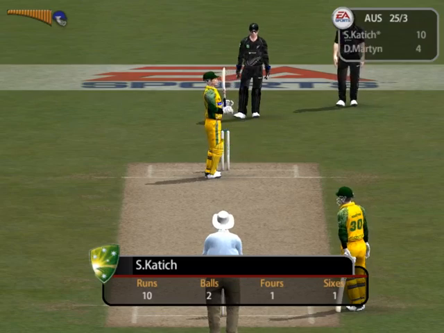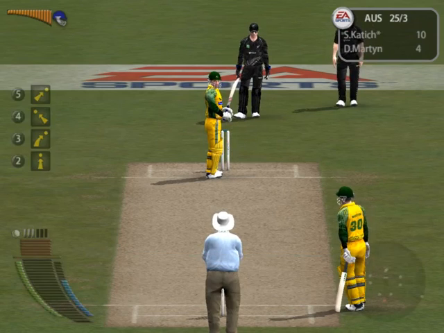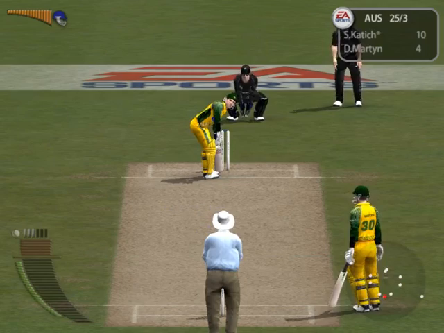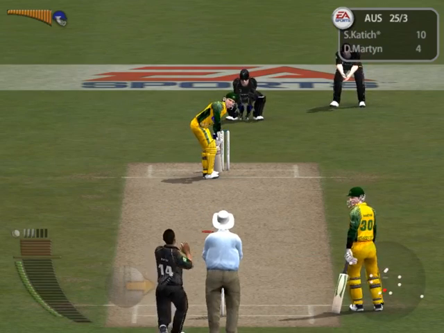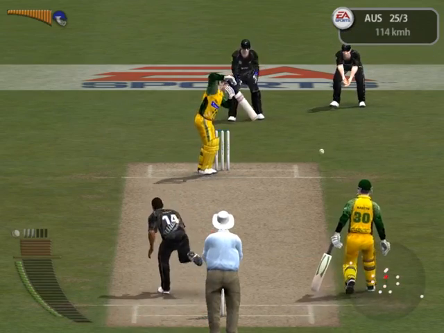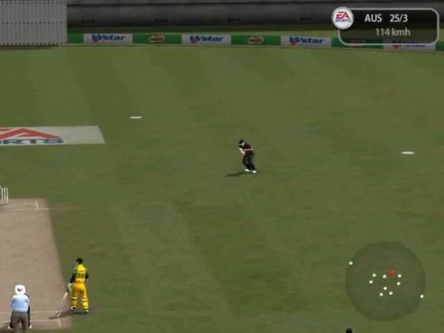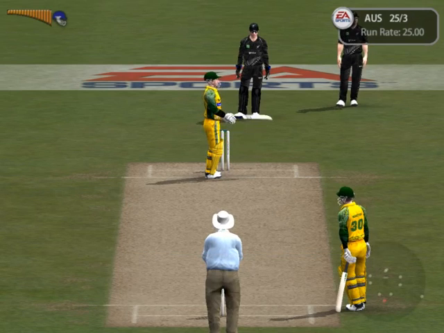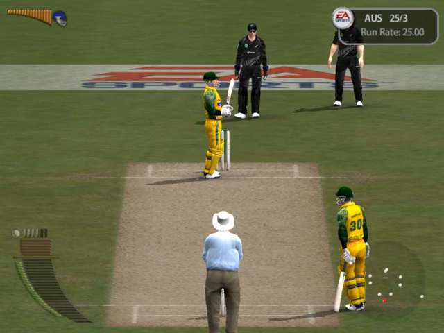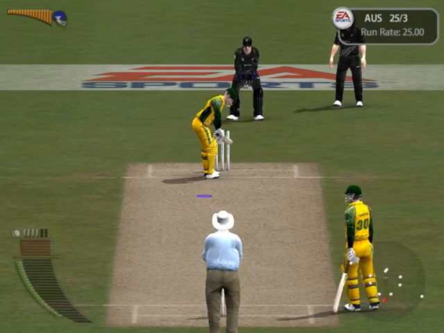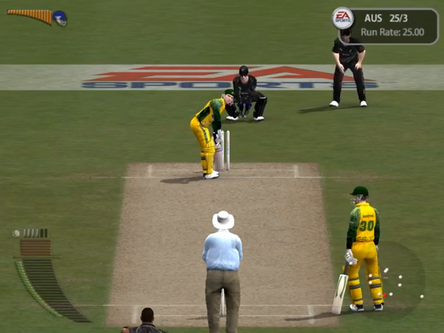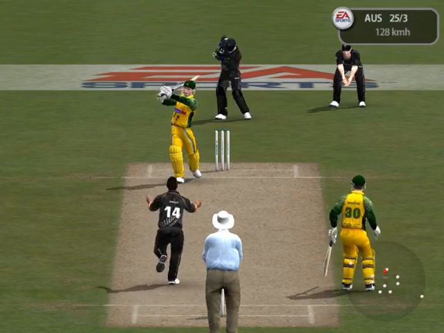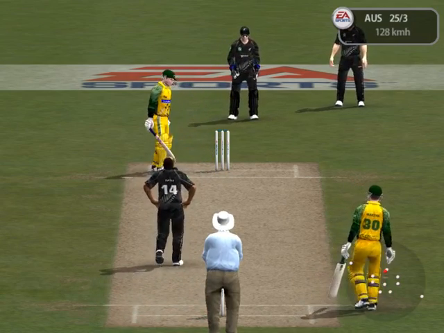Kadich waiting at the striker's end. It's straight at Fleming. Tuffy, the ball to Kadich. Tuffy and the batsman in trouble with that one.